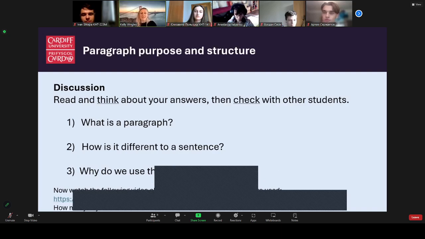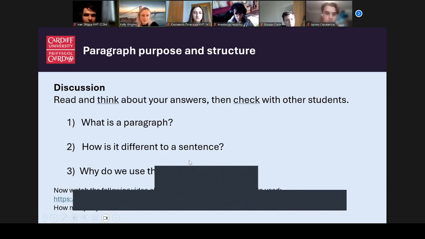To start, have a look at these three questions. So what is a paragraph? How is it different to a sentence? And why do we use them? Just think about your own answer, and then I'm going to try to put you into groups to discuss your answers.